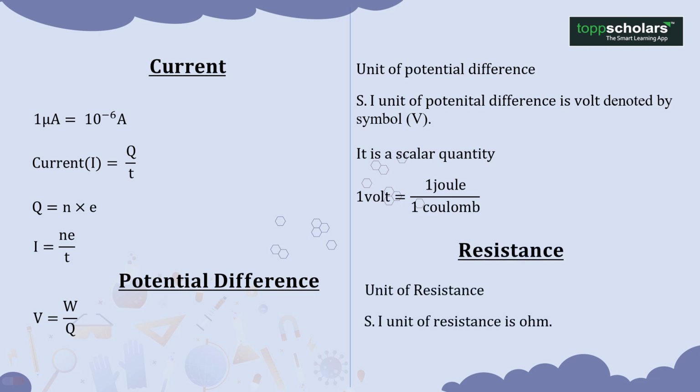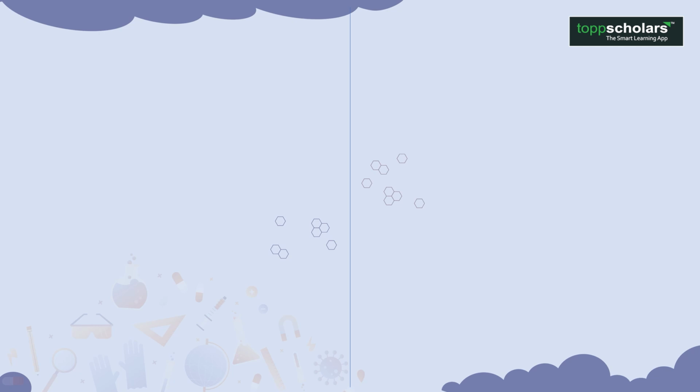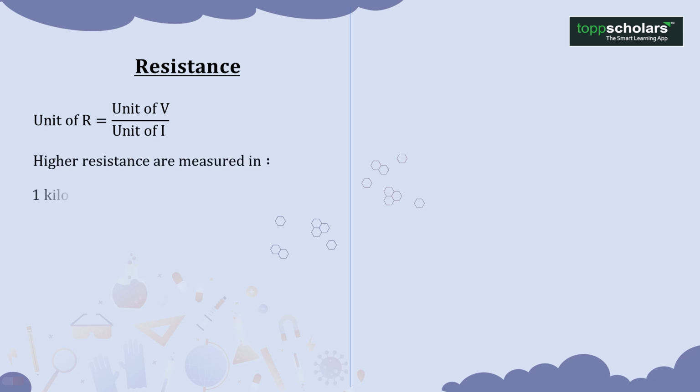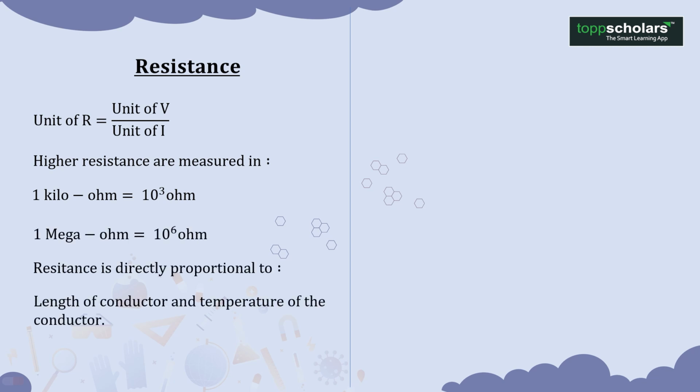Resistance. Unit of resistance. SI unit of resistance is ohm. Unit of R is equal to unit of V upon unit of I. Higher resistances are measured in 1 kilo ohm, which is equal to 10 raised to power of 3 ohm. 1 mega ohm is equal to 10 raised to 6 ohm. Resistance is directly proportional to length of conductor and temperature of the conductor. Inversely proportional to thickness of conductor.